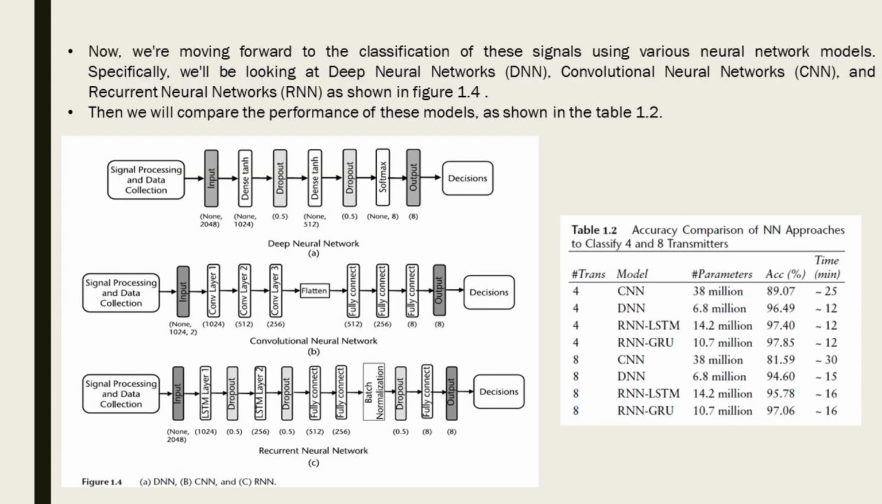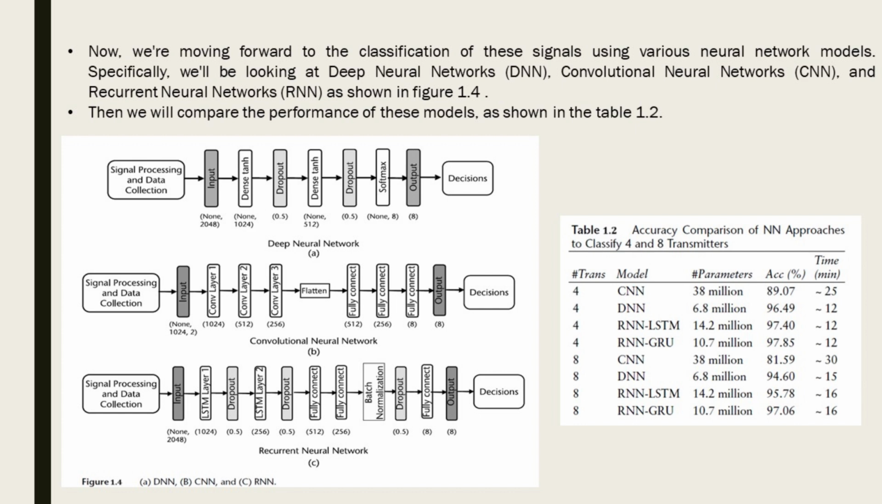In the previous slide, we discussed how RF signal data is collected using GNU Radio, USRP, and Pluto SDR. Now, we're moving forward to the classification of these signals using various neural network models. Specifically, we'll be looking at deep neural networks, DNN, convolutional neural networks, CNN, and recurrent neural networks, RNN. Let's start with the deep neural network, or DNN.